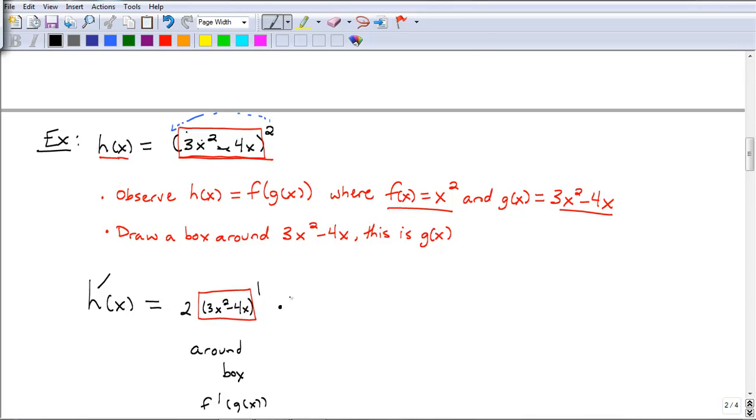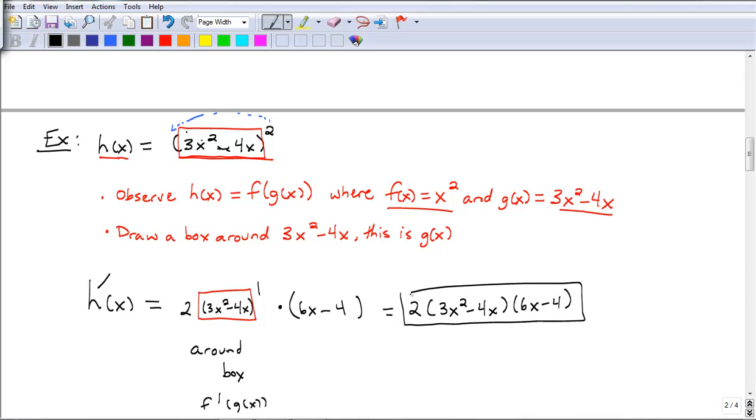And then I multiply it by the derivative of what's inside the box. The derivative of 3x squared is 6x. The derivative of 4x is 4. So the answer is 2 times 3x squared minus 4x times 6x minus 4. And you don't have to go any further than that. You can leave your derivative just like that.